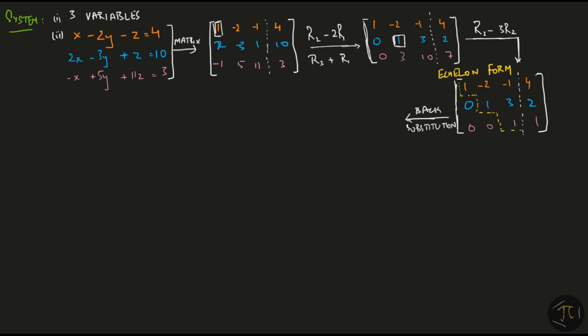Using z equal to 1, y plus 3z is equal to 2, and x minus 2y minus z is equal to 4. Solving this, we obtain z equal to 1, y equal to minus 1, and x equal to 3 as the solution.